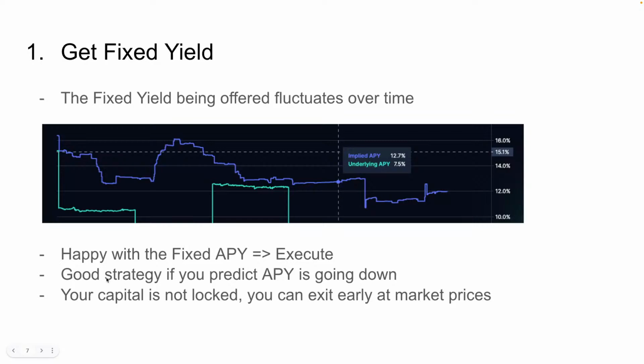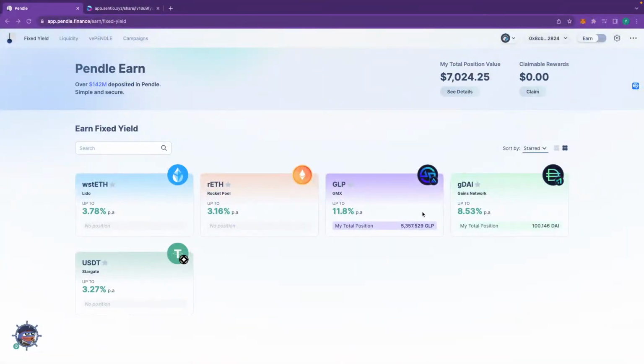The third point is that in general, it's good to get fixed yield if you predict that the APY is going down. For example, if you think that GDAI APY in general is going to go down, which it is going down right now, then yeah, it might be a good time to get the fixed APY on GDAI.